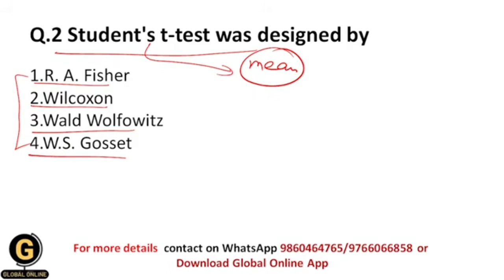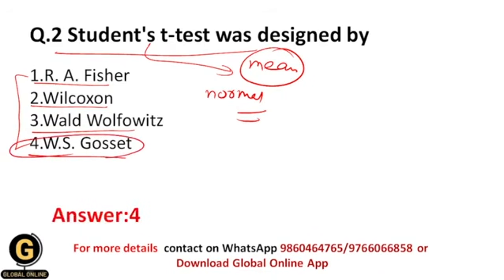So basically we use the student's t-test whenever the distribution of data within the population is normal, and we don't know the standard deviation of it. Here we need to find out the differences in the mean of the samples. This technique was designed by William Sealy Gosset, and that's why your correct answer should be W.S.